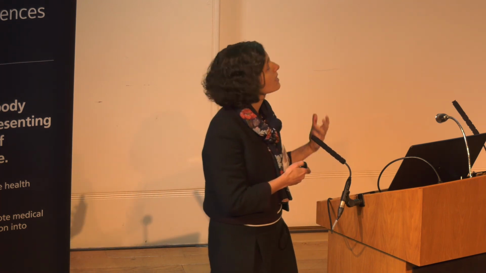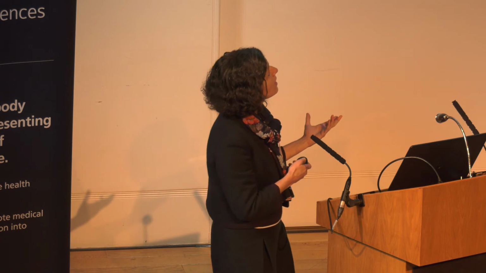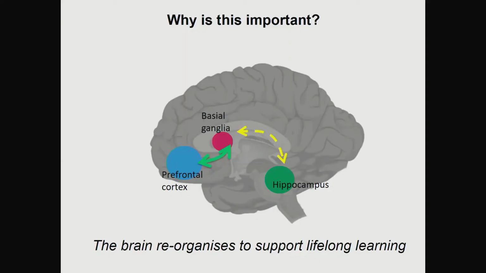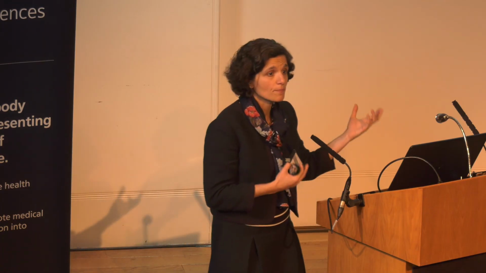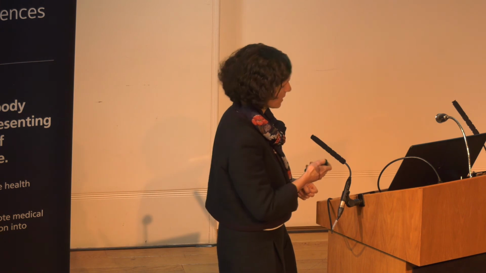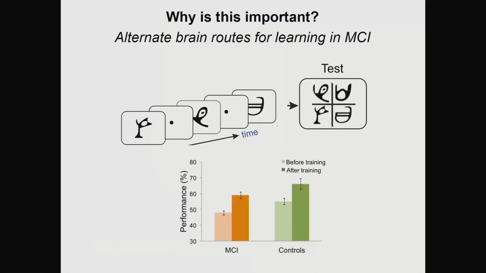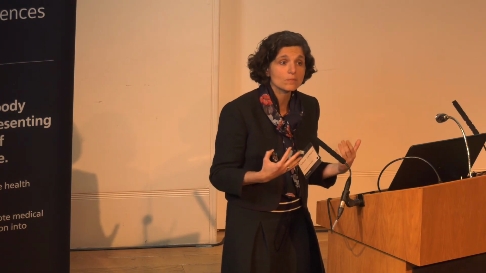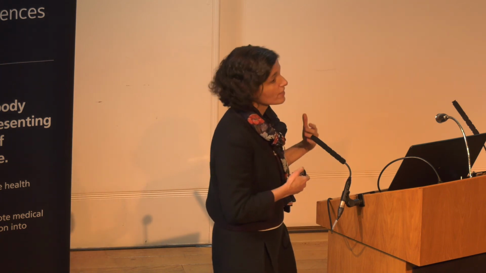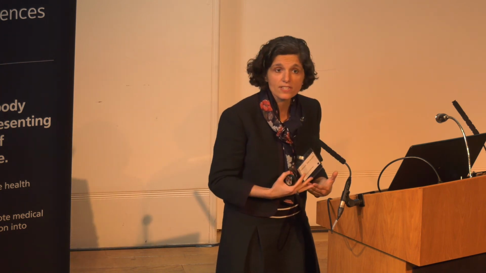Now, does this mean that if we have disease, if we have neurodegeneration, and one of these routes is damaged, maybe the other route could be exploited, and therefore behavior could be remediated? To test this, we looked at early stages of Alzheimer's disease. We looked at mild cognitive impairment. We selected patients that had hippocampal dysfunction. And these patients, we see that they improve in this task the same way that our controls improve.